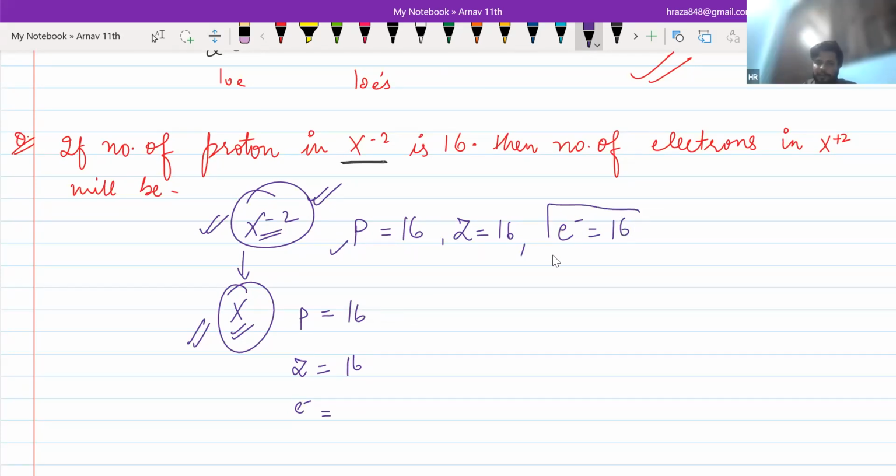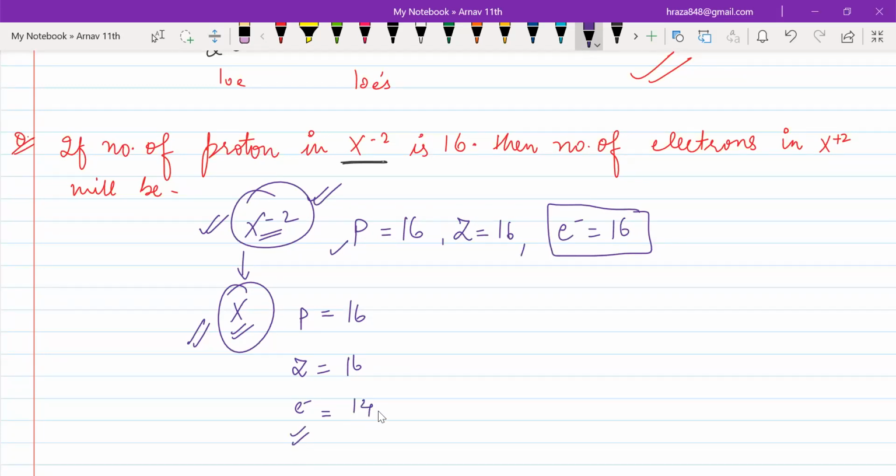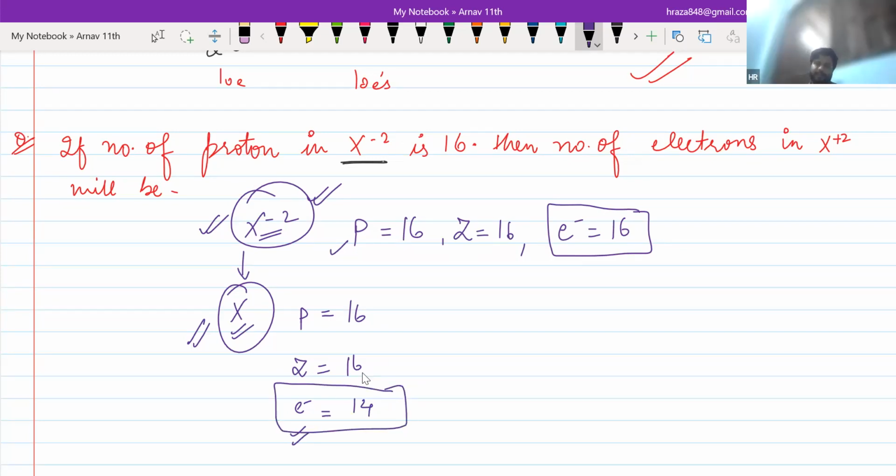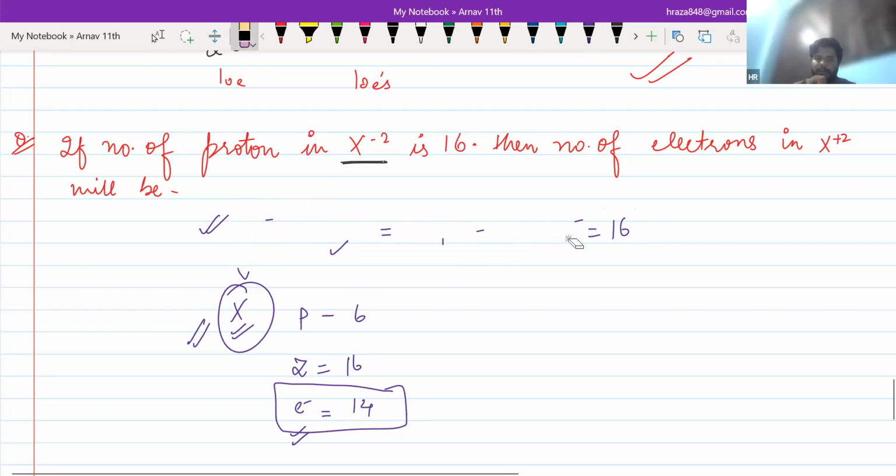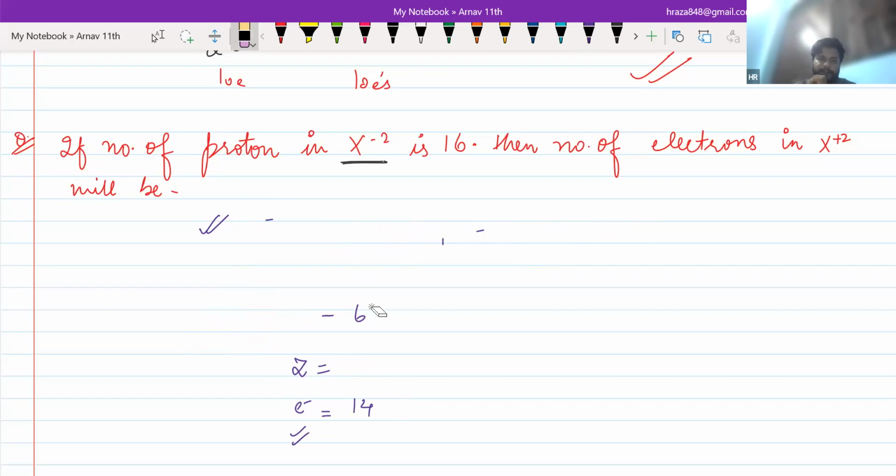Are you serious? And what is the number of electrons here? 14. Yes, sir. If there is a negative charge, what does that mean? Does it lose electrons or gain electrons? It gains electrons. I'm not getting my point across. What I want to say is that, wait a minute.